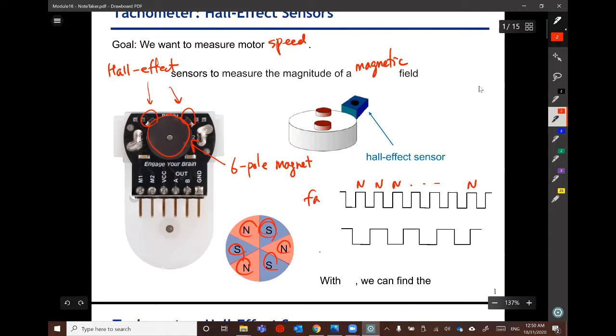When we have a fast rotation, the distance between two edges is very close. When it rotates slowly, the distance between the two edges, which I'll call delta t, is larger. Again, this is a north pole. With this delta t, we can find the speed of the motor, and then the speed of the wheel.